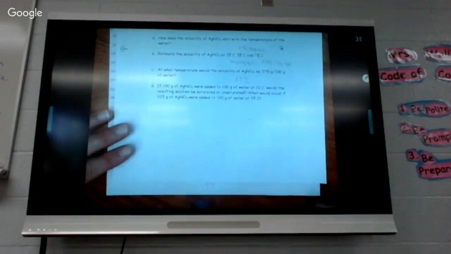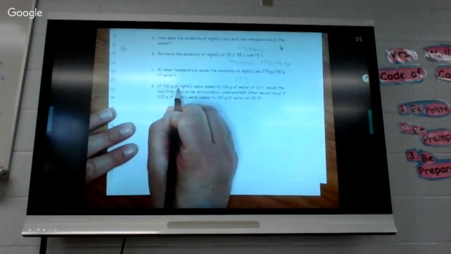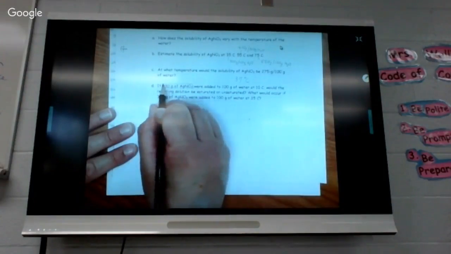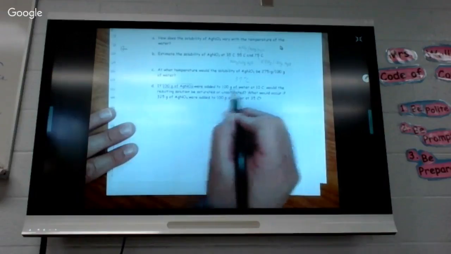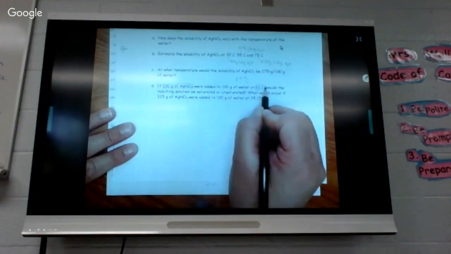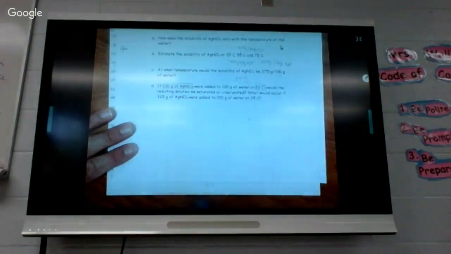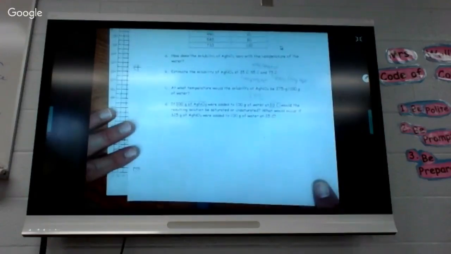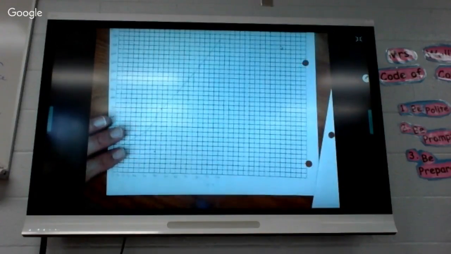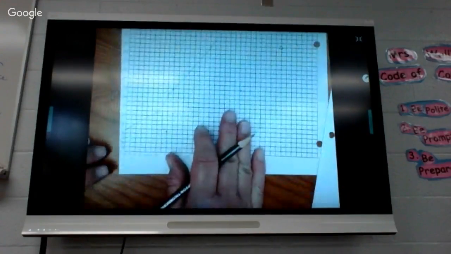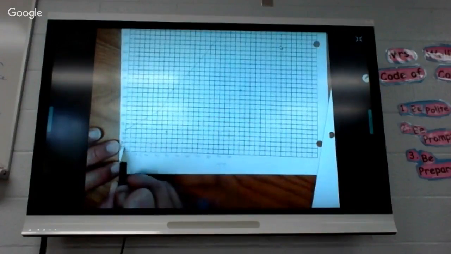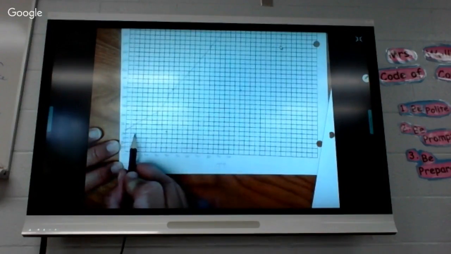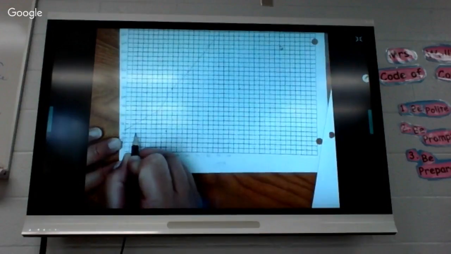Look at the way the question reads. If you have 100 grams of silver nitrate in 100 grams of water at 10 degrees Celsius, would the resulting solution be saturated or unsaturated? Could also be supersaturated. All right, I just got lazy. So 100 grams at 10 degrees Celsius. We got to plot that. So find your graph. 100 grams at 10 degrees Celsius puts me right there.